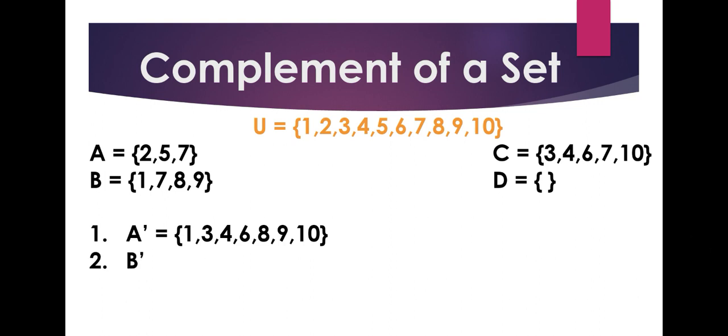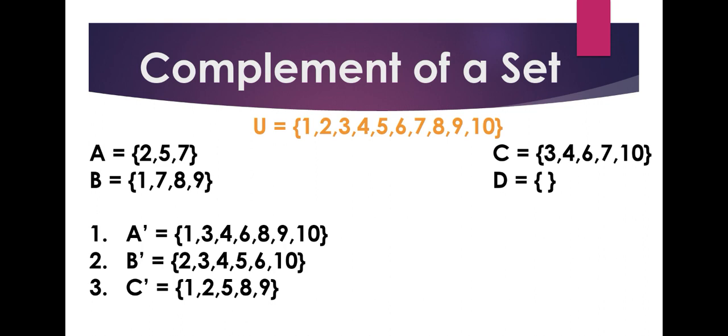How about complement of B? Ano naman daw numbers ang kasama sa universal set pero wala sa set B? So, ano-ano yon? Numbers 2, 3, 4, 5, 6, and 10. How about ang complement naman ng C? Pag sinabi naman natin complement ng C, ano-ano yung numbers na nandun sa universal set natin na wala sa set C? So we have 1, 2, 5, 8, and 9.